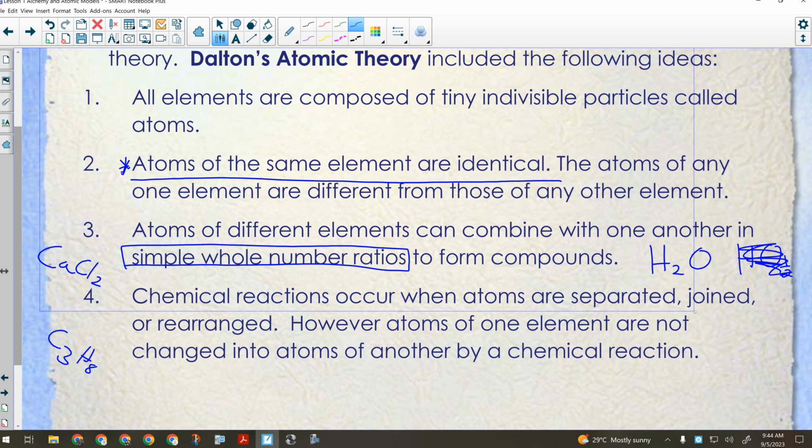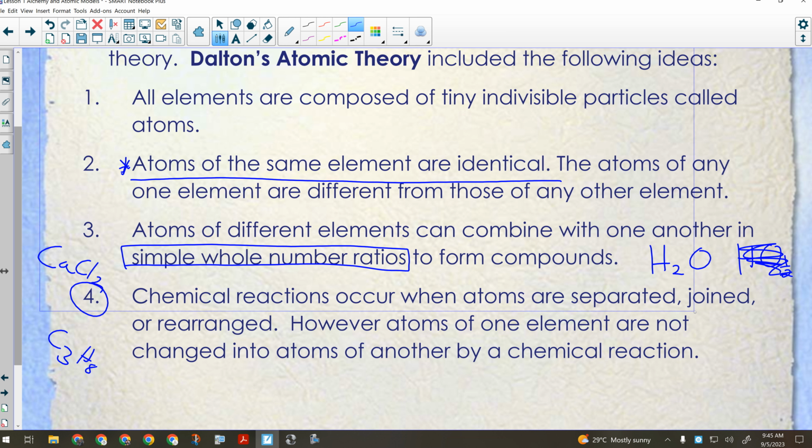His 4th point was the death of alchemy. The idea that I could turn lead into gold. Lead is an atom. I can't change the atom. In order to turn it into gold, which is another element, I would have to change how many protons and neutrons are in it. I can't do that.